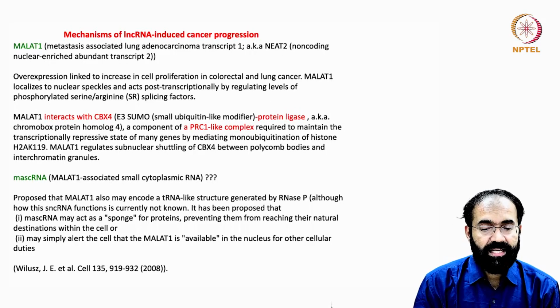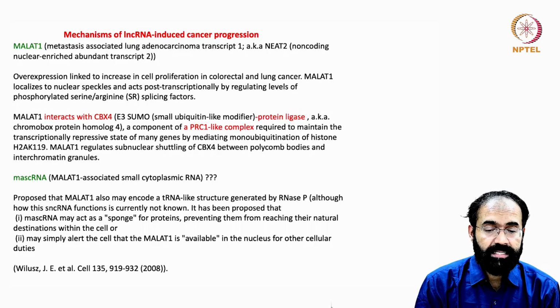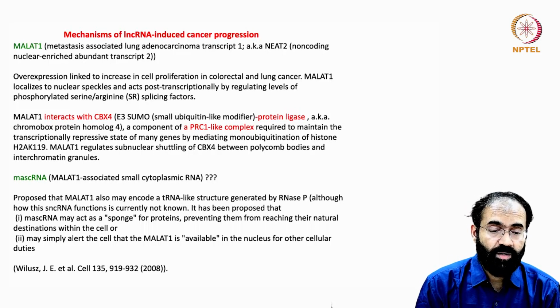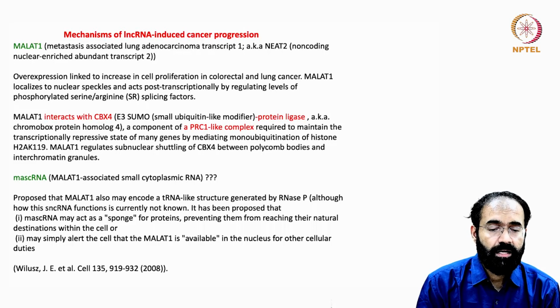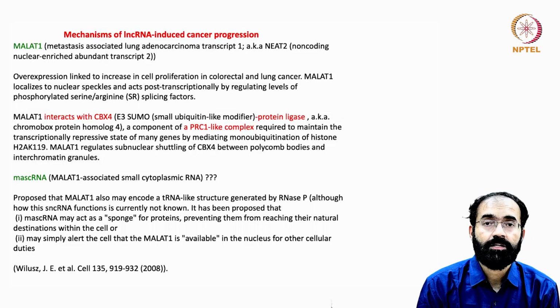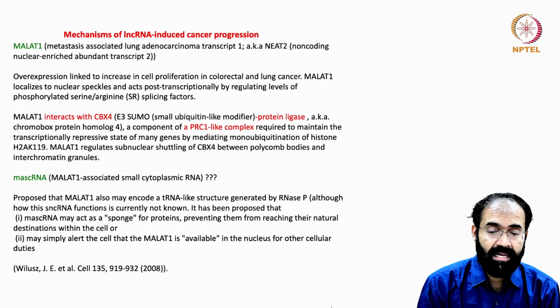Another example of a long non-coding RNA leading to cancer is MALAT1. What is the full name of this non-coding RNA? Metastasis associated lung adenocarcinoma transcript 1. This gene has another name, NEAT2, that is non-coding nuclear enriched abundant transcript 2. Its overexpression is linked to an increase in cell proliferation. When MALAT1 is overexpressed, it can cause an increase in cell proliferation in colorectal and lung cancer.